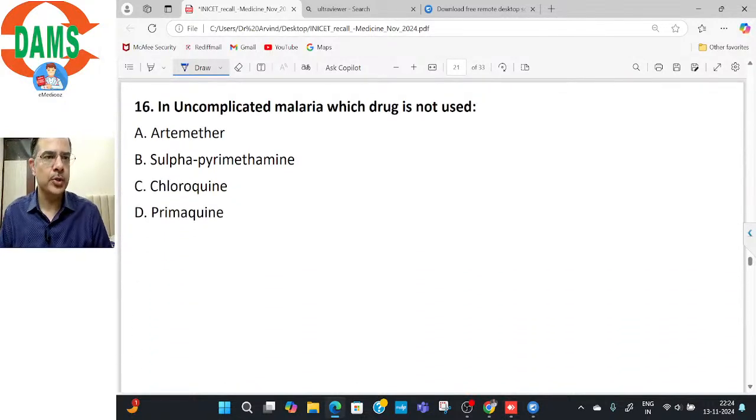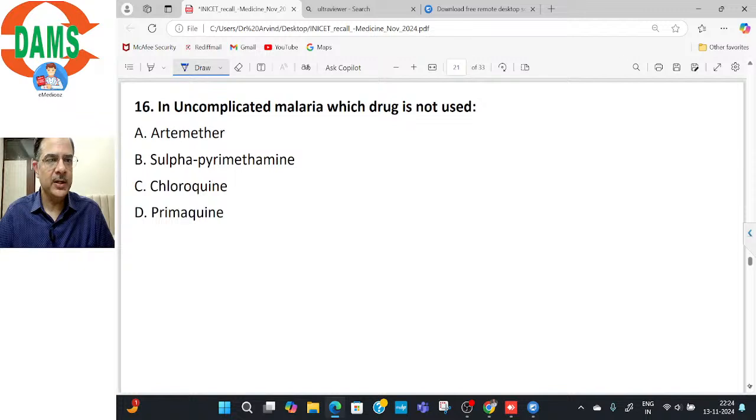Okay, now come to question number 16. The question is, in uncomplicated malaria, which drug is not used? I think this is not a correct question, but if we have to choose from the options, in uncomplicated malaria, which drug is not used? Uncomplicated malaria, I will assume, is the malaria which is not due to Plasmodium falciparum.